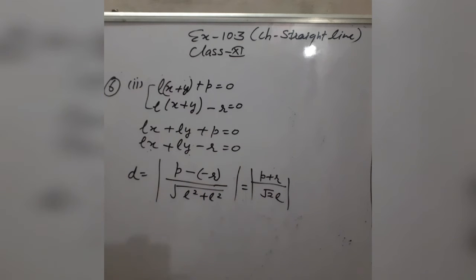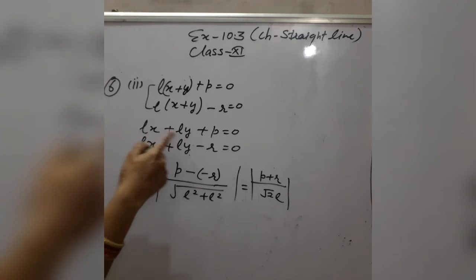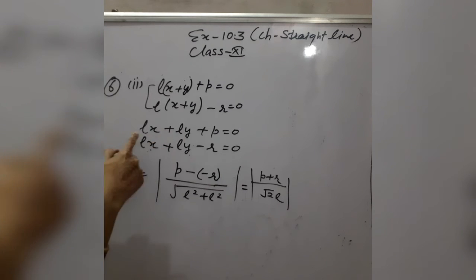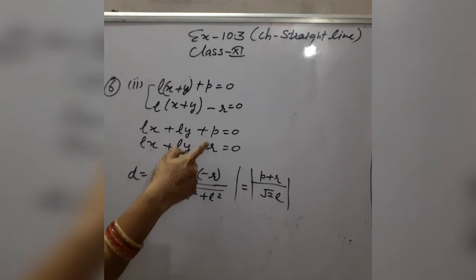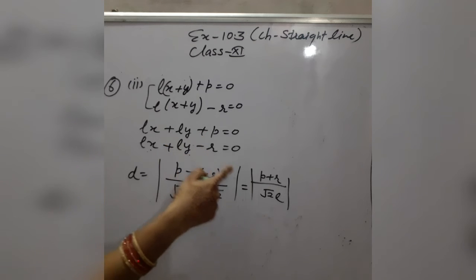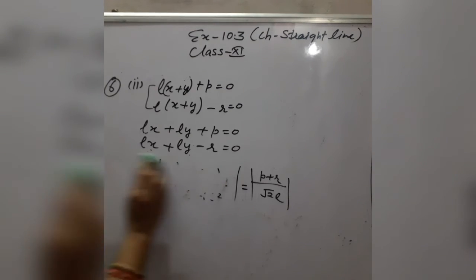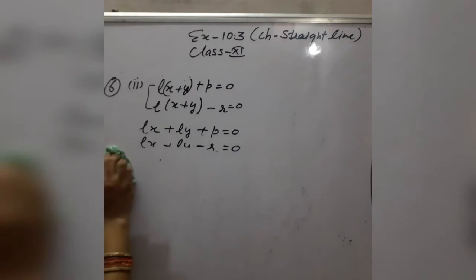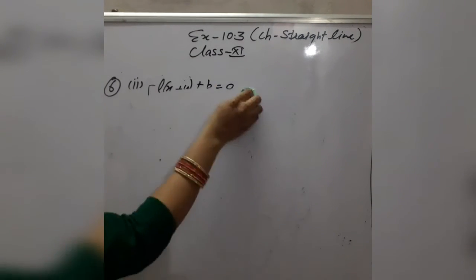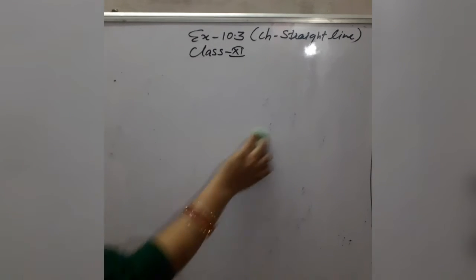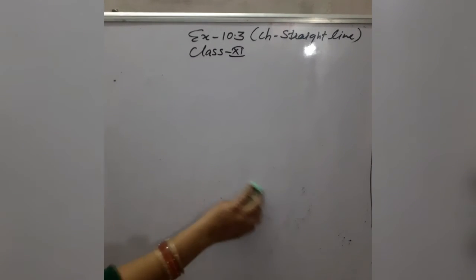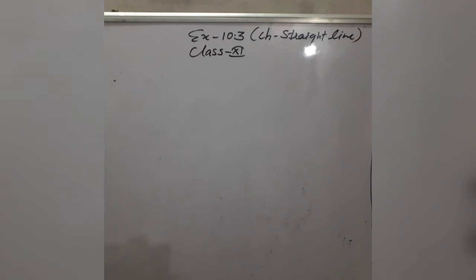Here you will get the answer in terms of p, r and l, because the coefficients of the equations of the parallel lines are given in terms of l, and the constant terms are in terms of p and r. That's why you are getting the value of distance in the form of p, l and r. So this is the answer. The first part of the sixth sum you will try yourself. In the first part also, two simple equations are given to you. By using the same formula you will find the distance between the parallel lines.